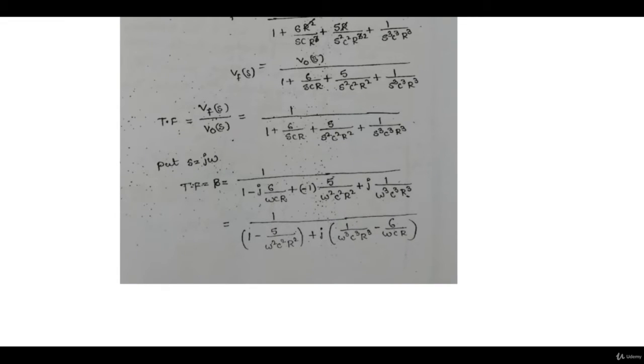Okay, so here beta, which is the transfer function, with S is equal to j omega has been provided. Then you take the real part together and the imaginary part together, and you will get this kind of expression: 1 minus 5 divided by omega square C square R square, and j times (1 by omega cube C cube R cube minus 6 divided by omega CR). Okay, so now you do the main stuff. This is the calculation part which was tedious. This is the only part actually which will be tedious.